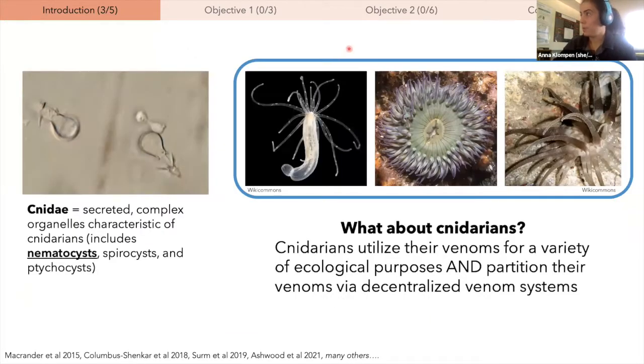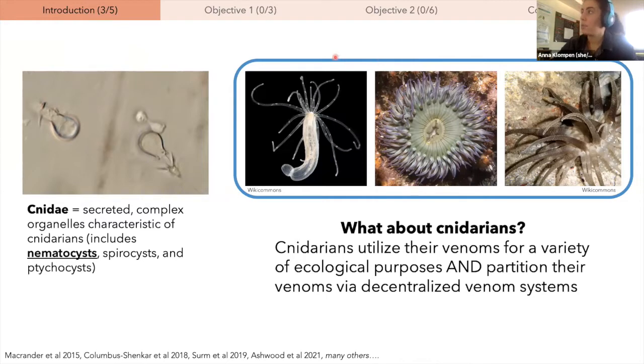The group that I work on, though, are the cnidarians, which we just heard about. So thank you for that intro to these. These are the jellyfish, sea anemones, and corals. Though they're morphologically simple, we know that they use their venoms. This entirely venomous clade uses their venoms for a variety of ecological purposes, including prey capture, which all are carnivorous, so they do need to capture prey, as well as defense and competition.